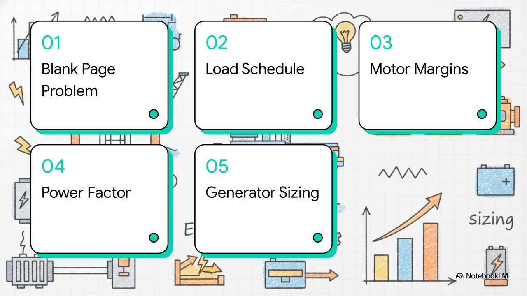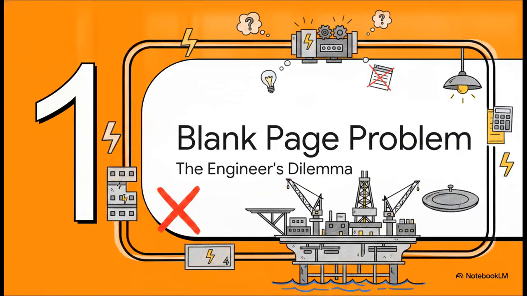Okay, let's dive into our workflow for today. We'll start with 1, the blank page problem. Then 2, building the load schedule. 3, adding crucial motor margins. 4, power factor and generator sizing. And finally, 5, selecting the right generators. Let's kick things off with Section 1, the blank page problem, the engineer's dilemma.